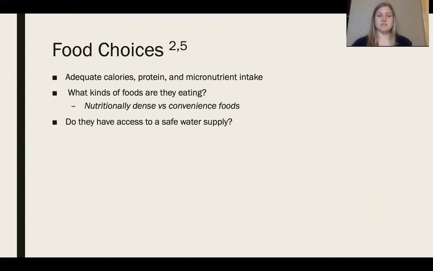Do they have access to a safe water supply? This might be one of the background issues that we typically don't look at, but sometimes if they're not having water safety, it could lead to other potential problems. What are their food safety practices? Are they washing their fruits and vegetables before eating if they do have an infection? Are they cooking it to the correct temperatures? Are they cooking it all the way through? So there's multiple questions that you could ask these clients.